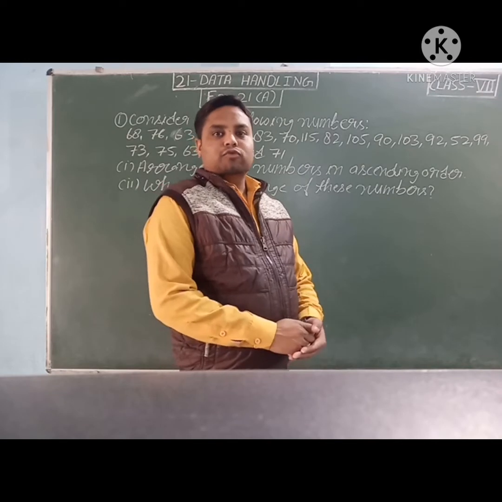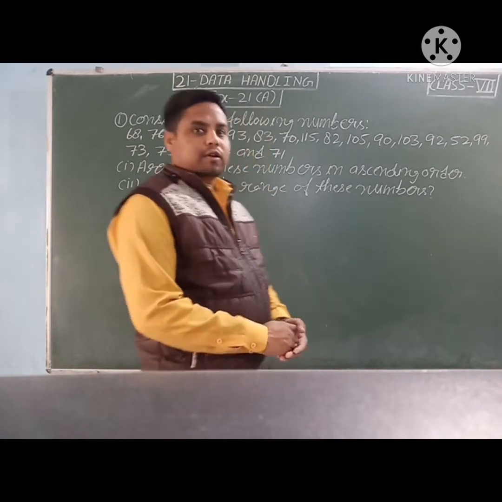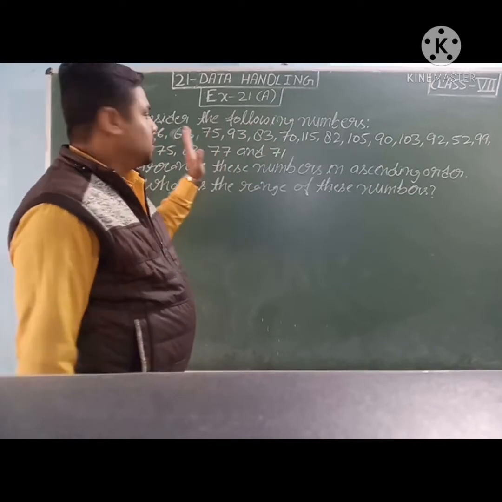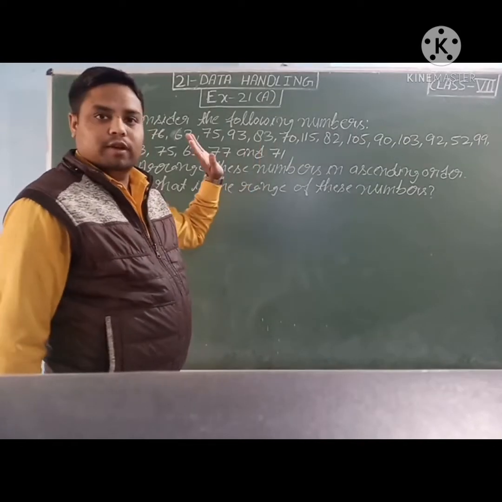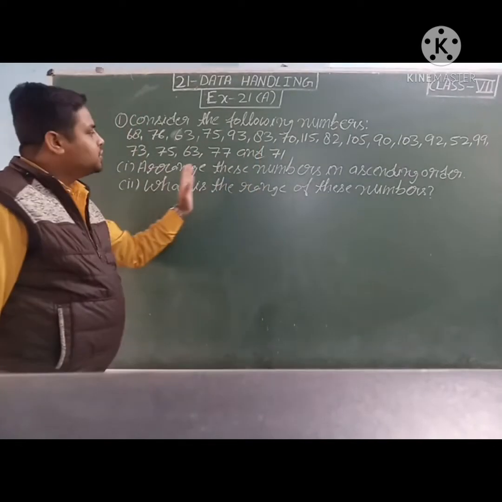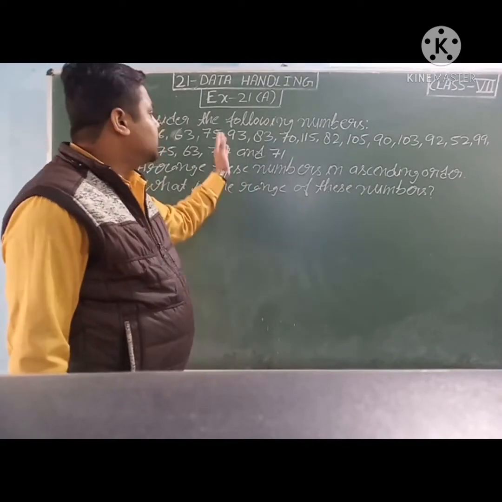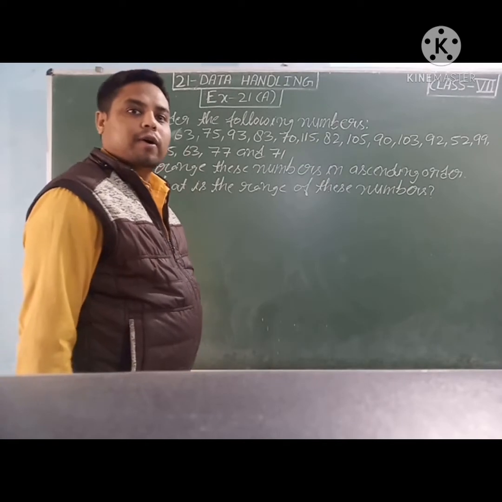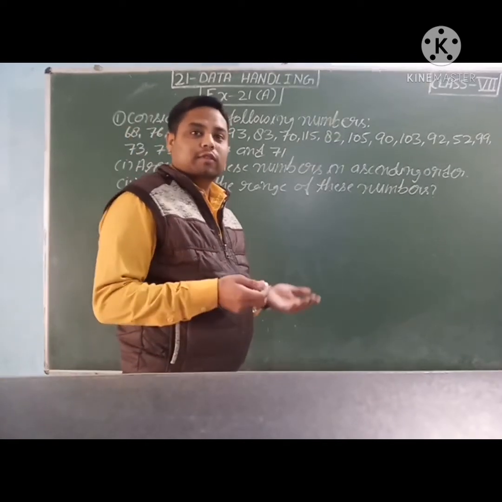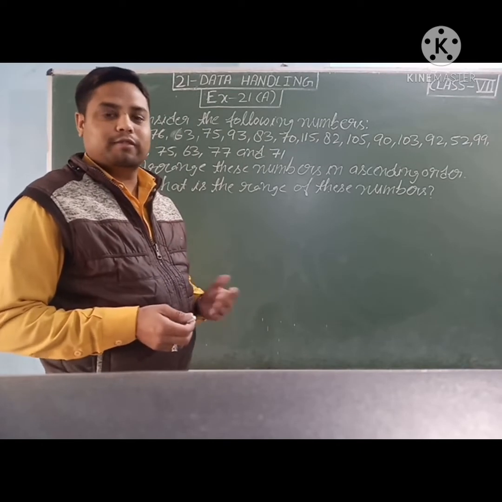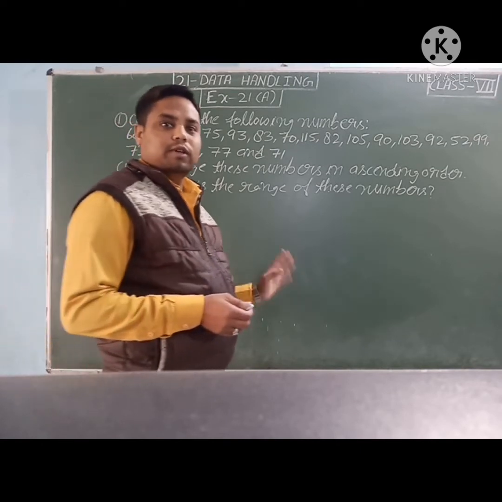Now students, come to exercise 21a. So question number 1 is consider the following numbers. These numbers are given. Arrange these numbers in ascending order. Simple question. As in first or second class, we have to arrange the numbers in ascending or descending order. So we can do this easily.